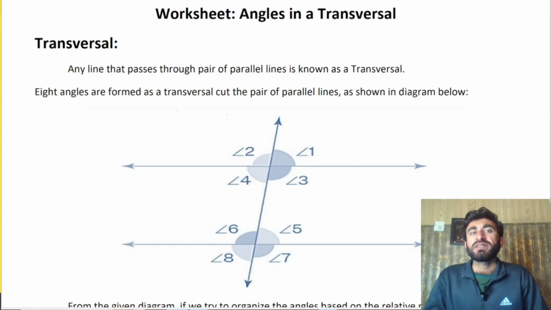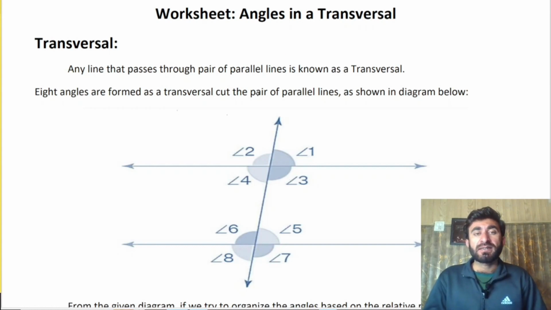Our topic today is angles in a transversal. So first we define a transversal. A transversal is basically a line which is passing through two parallel lines. We have a pair of parallel lines and any straight line that passes through them is known as a transversal.